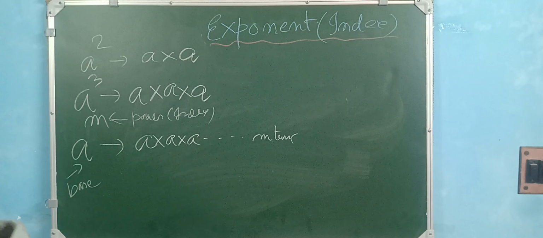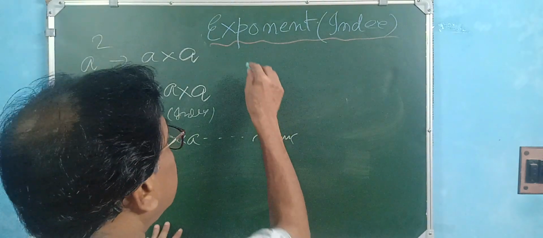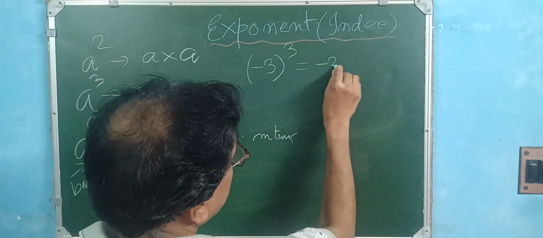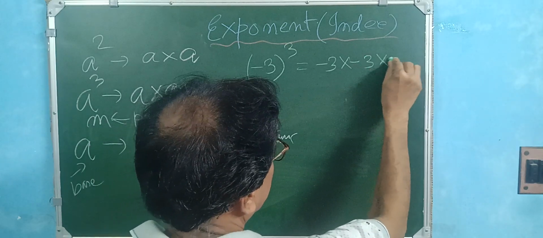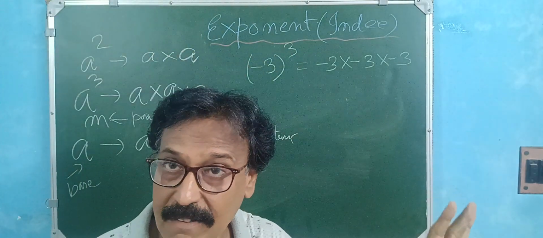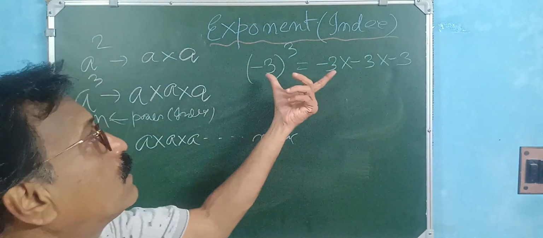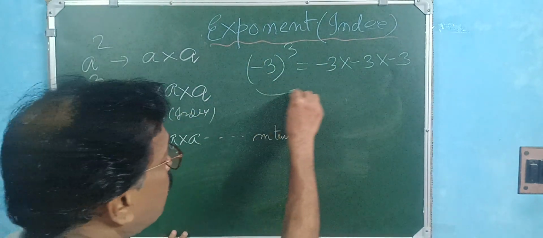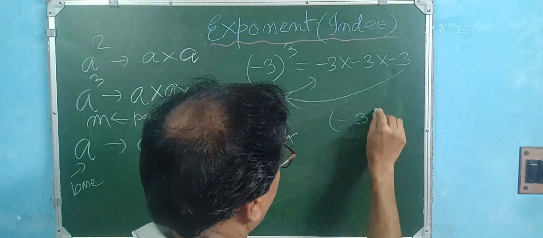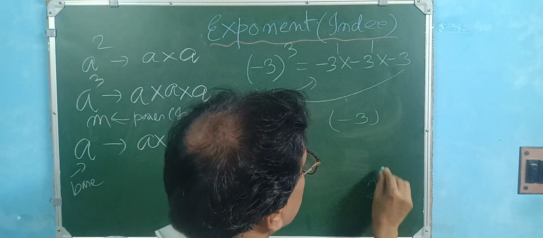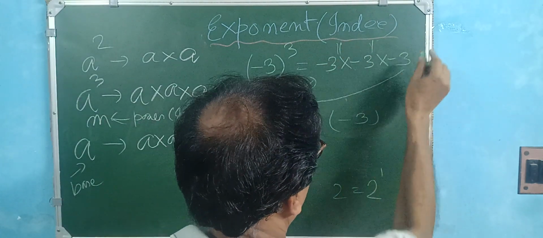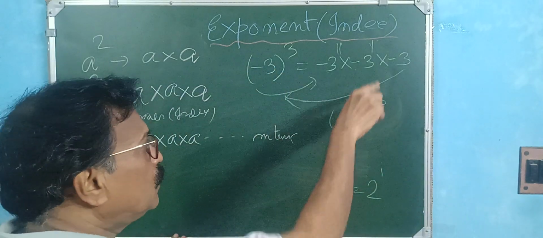Suppose here I write minus 3 to the power 3. What is the meaning? Minus 3 into minus 3 into minus 3. No problem. So this is the base and this is the index. You understand very clearly what is base, what is index, and what is the meaning of this. 3 is the base, so write 3. And the power is 1 plus 1 plus 1, so 3. Clear?